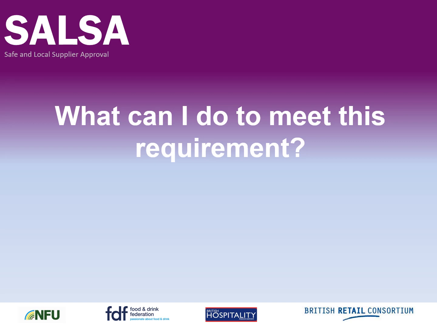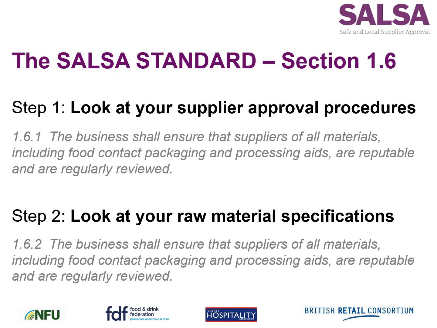Listen closely to the steps in the following slides to find out how you can meet this new requirement. The new requirement for raw materials risk assessment is found within section 1.6 of the SALSA standard, Control of Raw Materials. Step 1. Look at your supplier approval procedures. For requirement 1.6.1, you will already have a list of your suppliers and how you have approved them. Step 2. Look at your raw materials specifications. For 1.6.2, you will have specs for all of your raw materials.